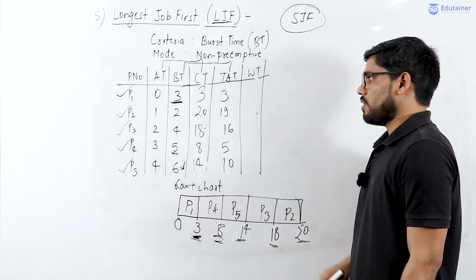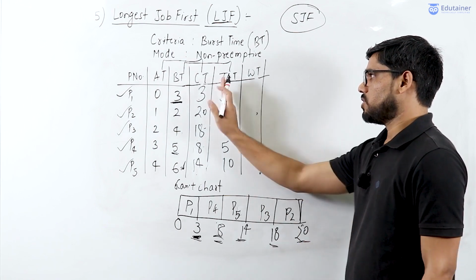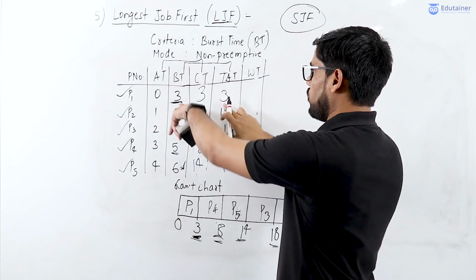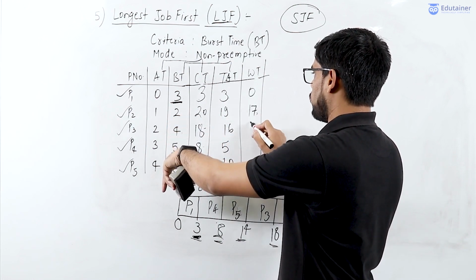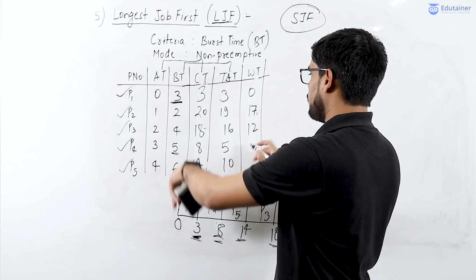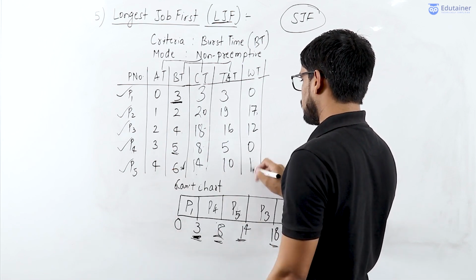Got it? Next is the waiting time, which is turnaround time minus burst time. 3 minus 3 is 0. 19 minus 2 is 17. 16 minus 4 is 12. 5 minus 5 is 0. 10 minus 6 is 4.